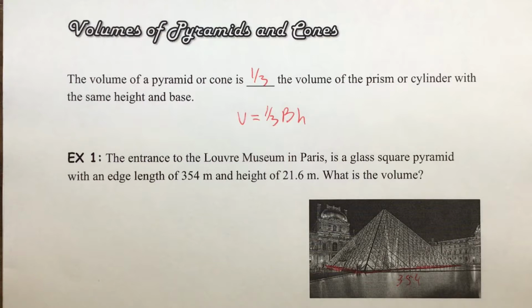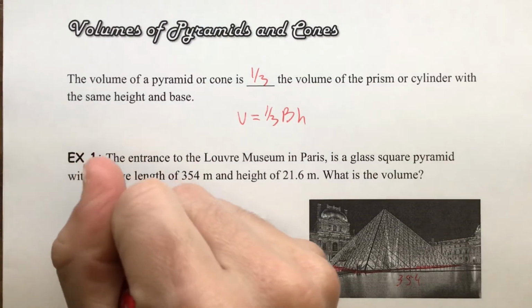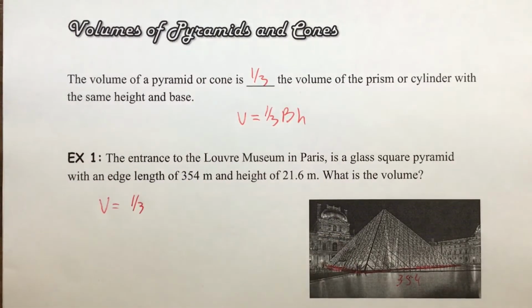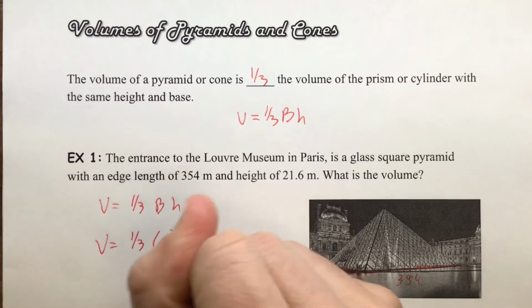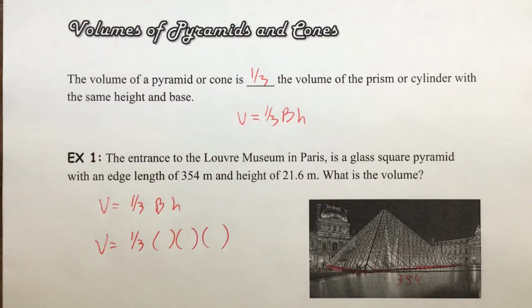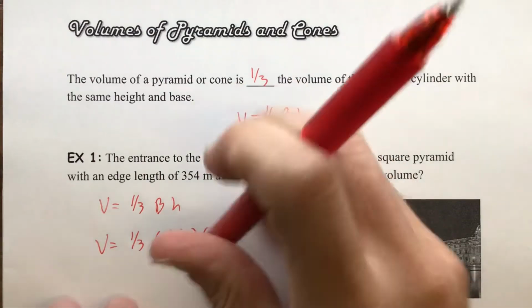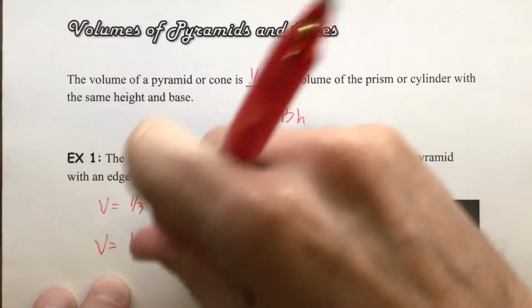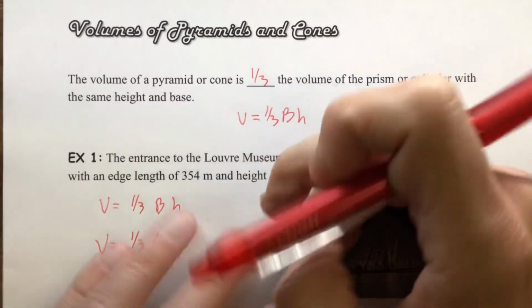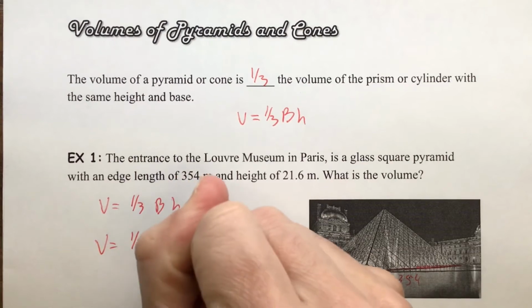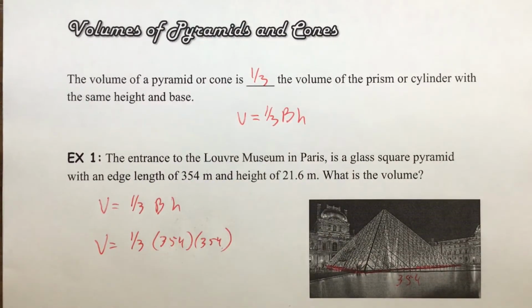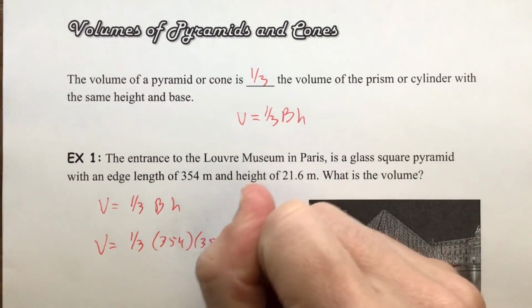And the question is just, what's the volume? So we'll start with volume is equal to 1/3 capital B times H. But capital B is going to be a square here. For a square, the two dimensions are the same, 354. The height is that number.